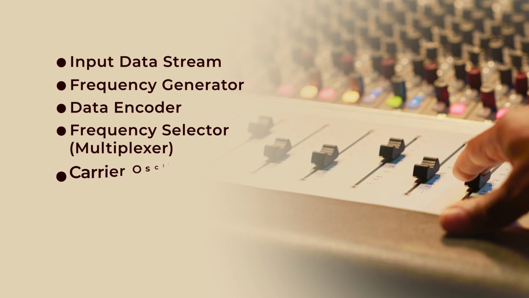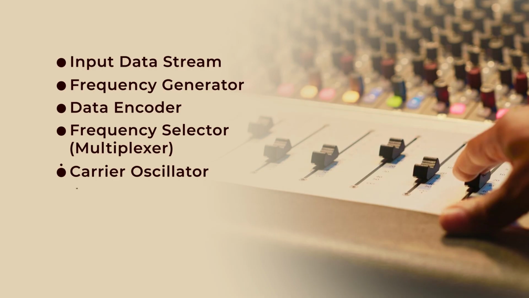The next is the carrier oscillator. The carrier oscillator generates a continuous sinusoidal signal at the base frequency. The next is the modulated output signal. The output is an FSK modulated signal whose frequency varies in accordance with the input data. For binary 1, the signal will have a frequency f1, and for binary 0, it will have the frequency f0.